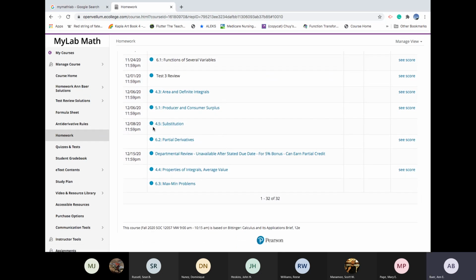So today we are going to be talking about section 4.5 on substitution. On Wednesday, we are going to be talking about partial derivatives. I have posted the departmental review for the final exam right here. You can start working on it at any time. It's a long assignment. It will be unavailable after the stated due date, and it's for 5% bonus. You can earn partial credit.